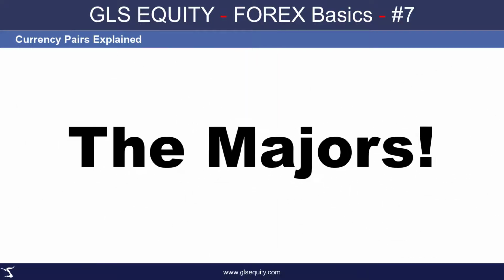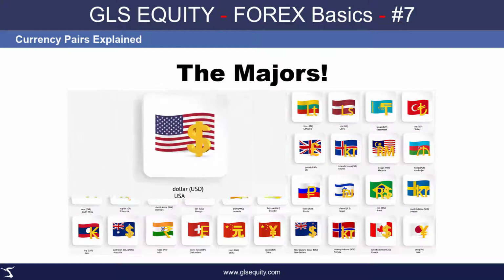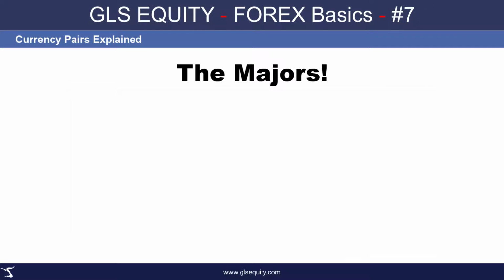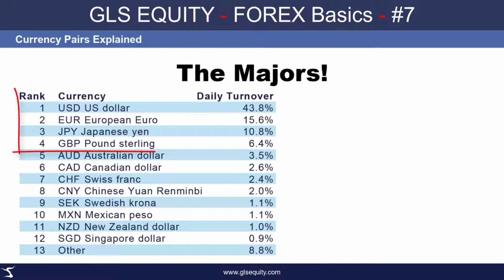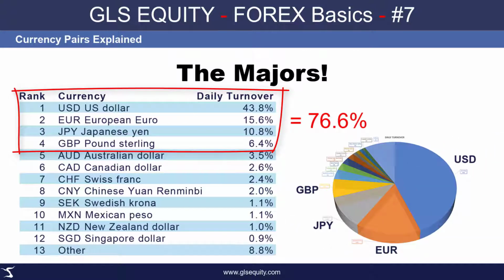The majors. Like we said earlier, there are about 180 different currencies around the world, but many of these have very low liquidity, unlike the US dollar that is classed as the world's reserve currency and is traded significantly more than any other currency. You can see in the chart below, over 75% of the daily trading volume comes from the top 4 currencies.